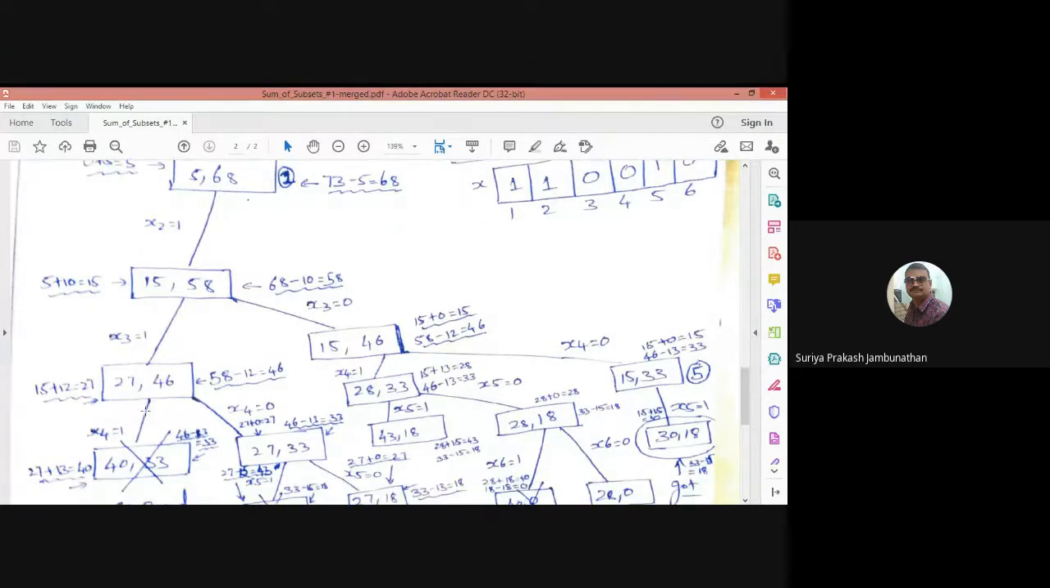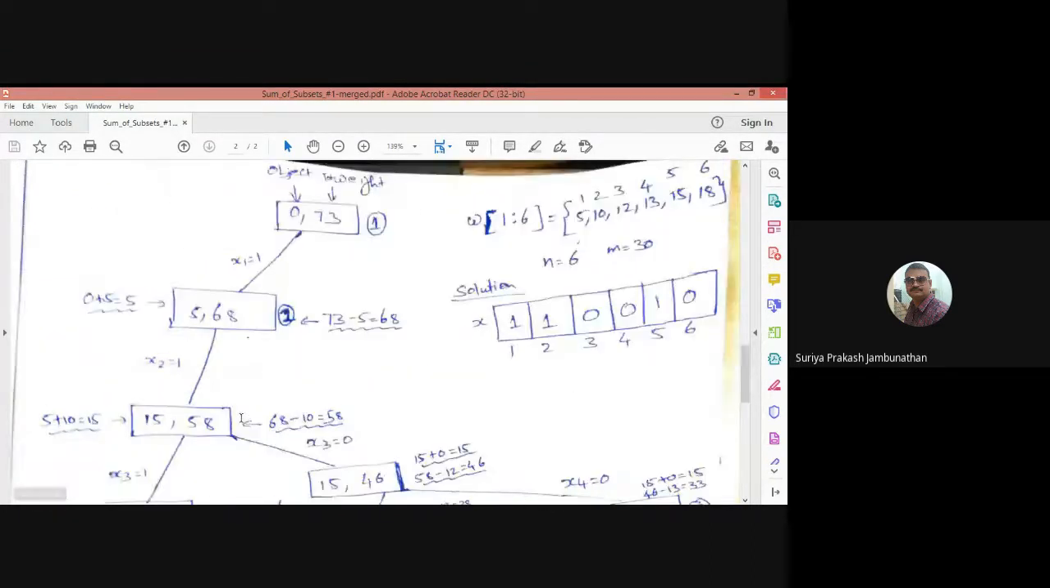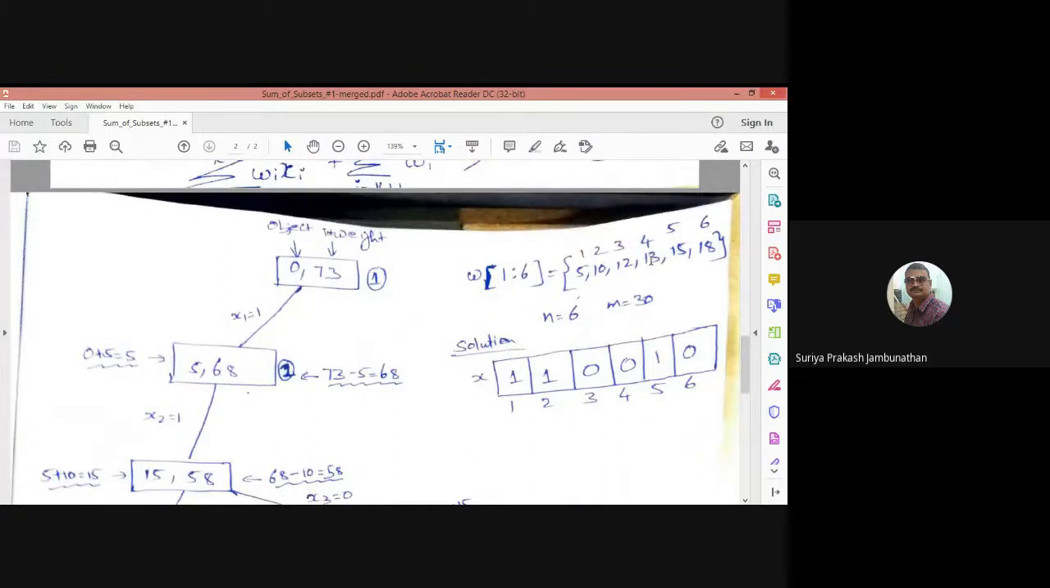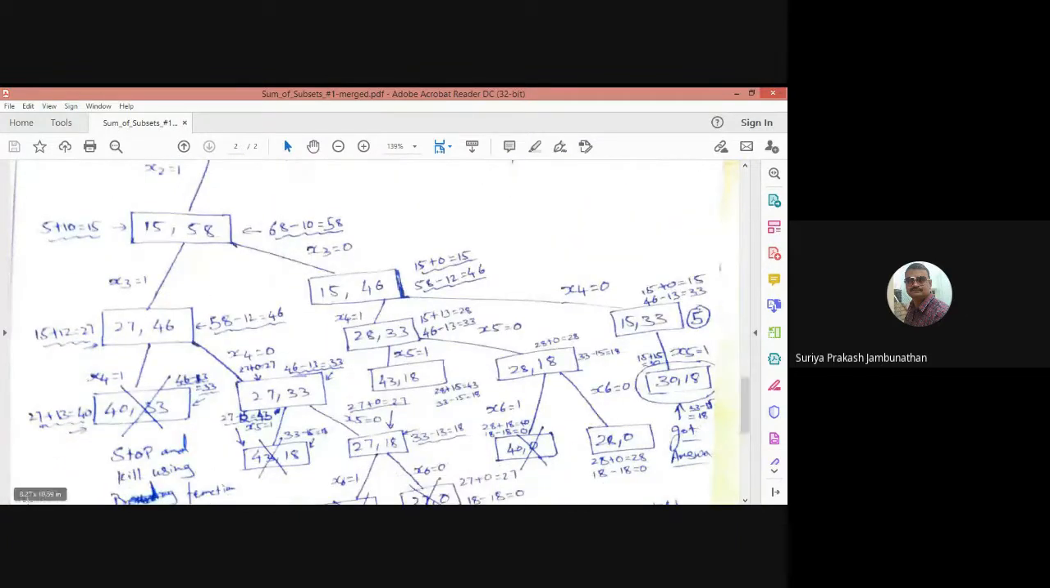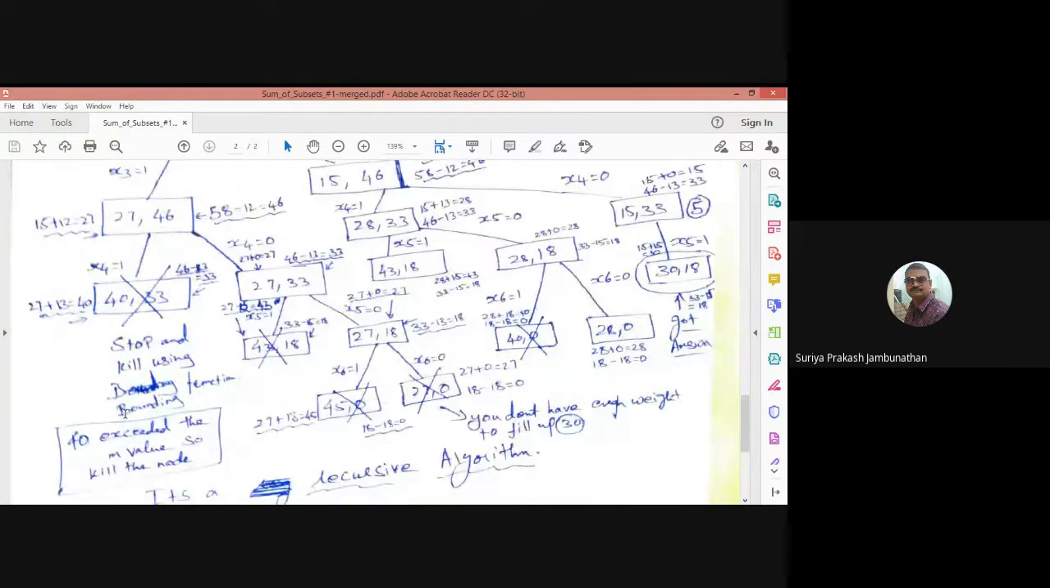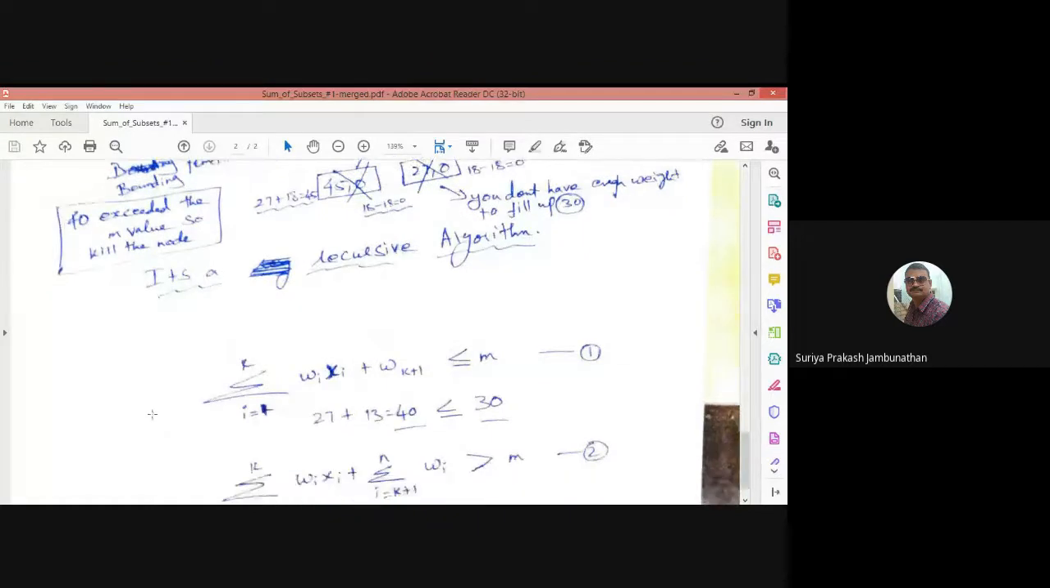Next, we consider x4. Keep in mind that we are considering the x4 object. The value is 13, so we add 13 to 27 and get 40. On this side, 46 minus 13 is 33. So we get 40 comma 33, and we are checking the object value. The object value is what we are adding here. This is WiXi.